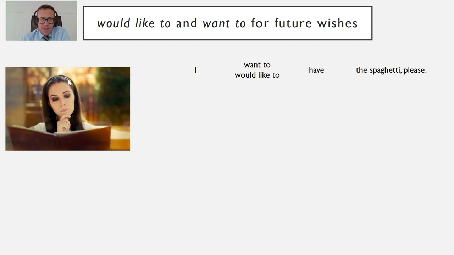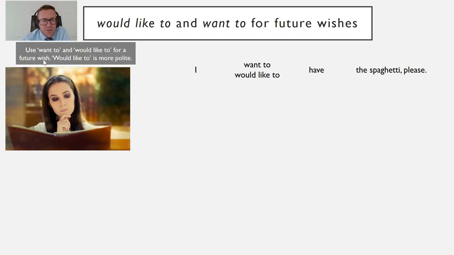We use want to and would like to for a future wish. The future is a short future in this example, and it's a wish because another person will cook the food for her. Want to and would like to are very similar, but would like to is a little bit more polite. Polite just means more respectful. You're talking to someone you don't know, maybe someone in a restaurant. If you were talking to your family back at home, you might say want to. It's not rude, it's just someone you know quite well.